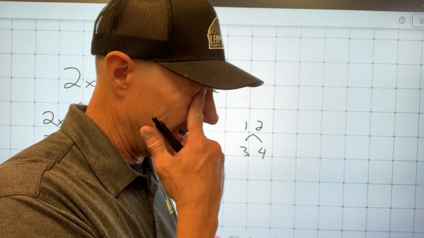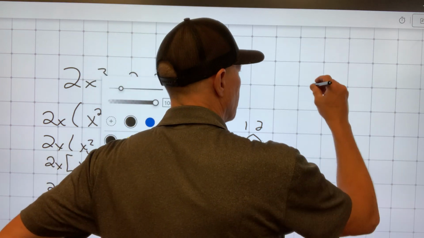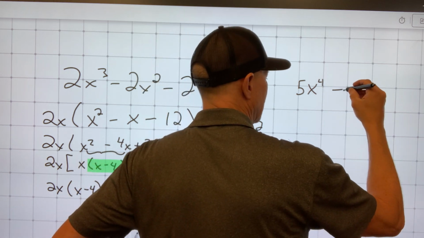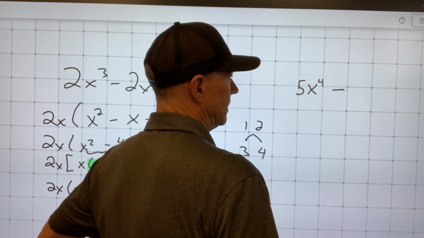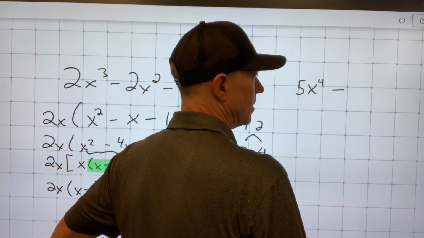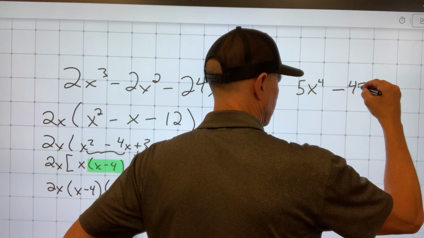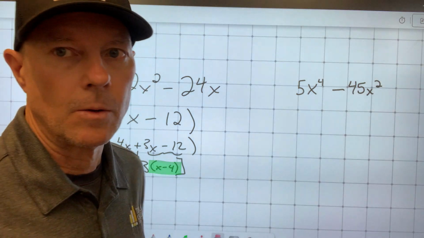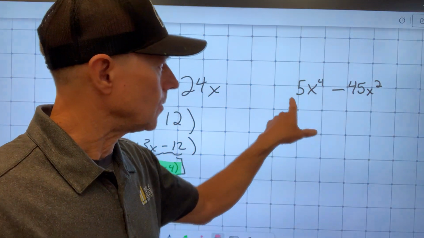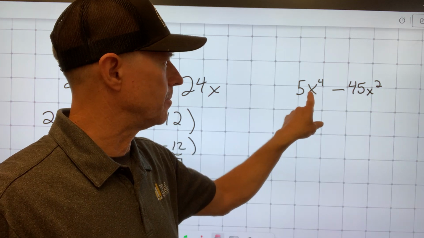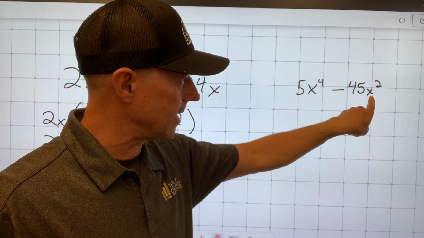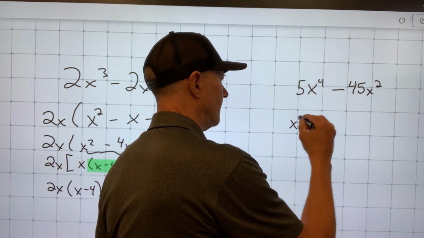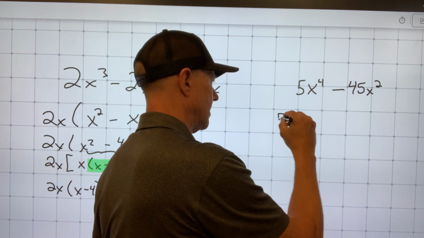Let's say I have 5x to the 4 minus 45x squared. Well, the common factor here is going to be the largest powered x that I see, so x squared, and then obviously 5 goes into any number that ends in 5, so I can take out a 5.